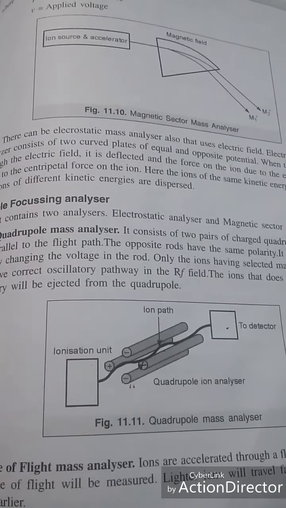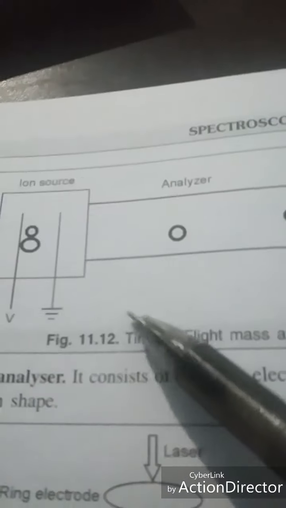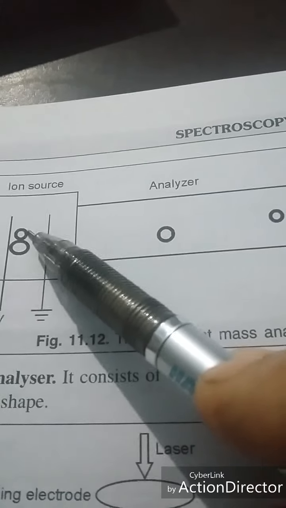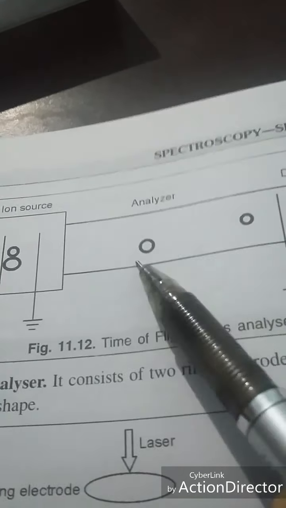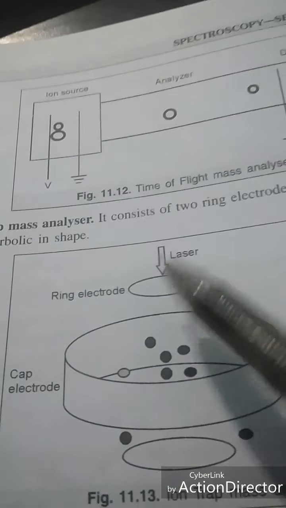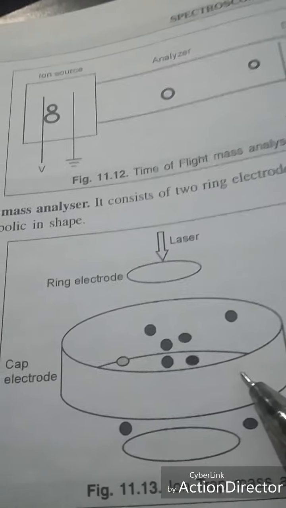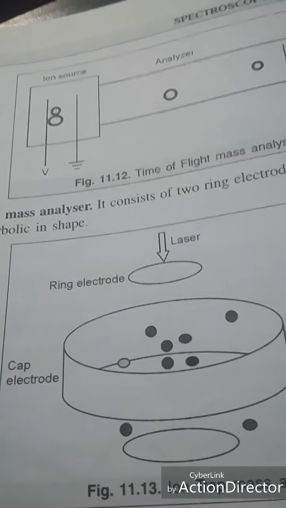Obviously lighter ions will travel faster and reach the detector earlier. The diagram of the time of flight mass analyzer shows the heavier and the lighter fractions. The lighter fraction reaches the detector faster as compared to the heavier fraction. Next one is the ion trap mass analyzer, which consists of a ring electrode and cap electrodes, which are hyperbolic in shape. Besides the analyzer, next is the detector.